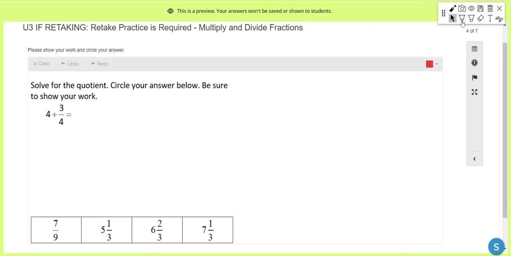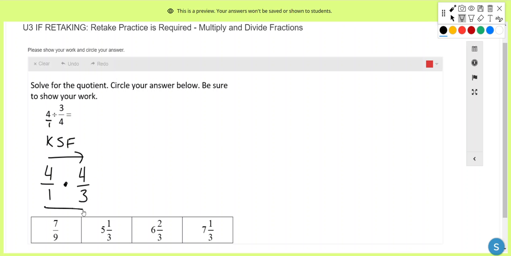For number 4, it wanted you to find the quotient. So you have to do your division. And remember, when you have a lonely whole number, it has to go over 1. And remember, to divide by a fraction, here's a tip. Keep, switch, flip. So I keep the 4 over 1. I switch from division to multiplication, and I flip my fraction over. So 3/4 becomes 4 over 3. Now I'm just going to use my multiplication rules. 4 times 4 is 16. 1 times 3 is 3. It doesn't simplify at all.